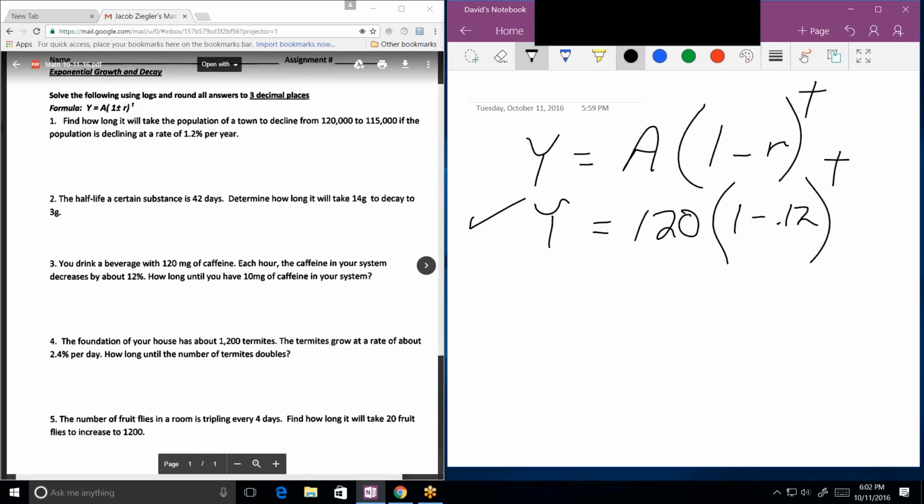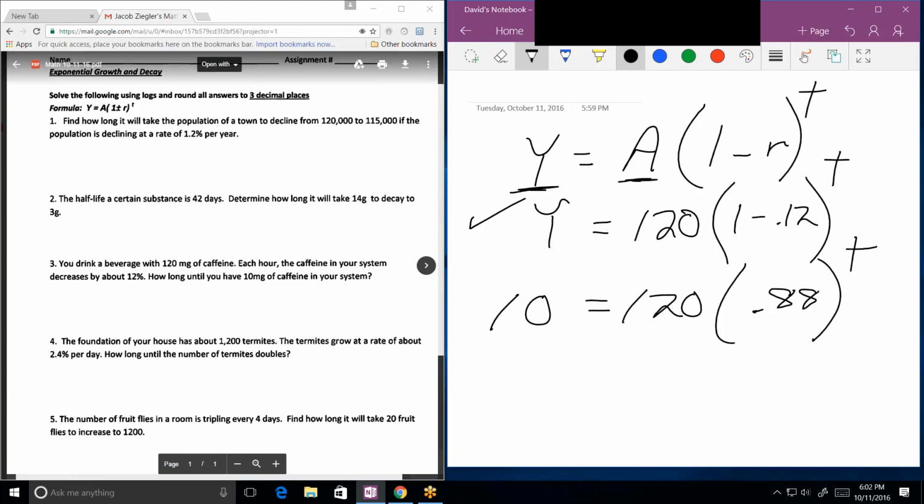Let's always think of the initial and the ending. A is the initial, Y is the ending amount. So Y would be 10 mgs. Yeah. 10 equals 120 times 0.88 to the T power. That's going to give us our answer, because we only have one variable. In other words, we're going to solve this just like we've solved every one of them.